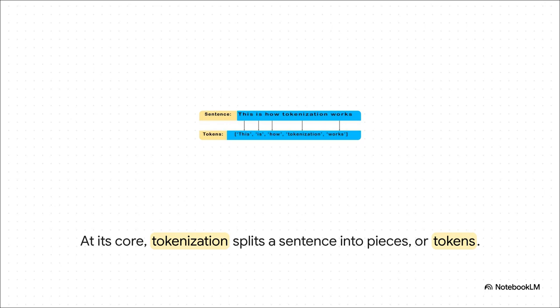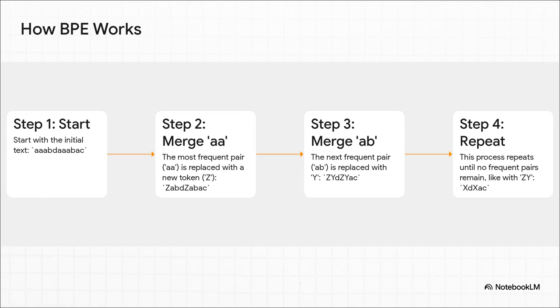Simple enough, right? But here's the kicker. The real story, and where all the problems start, is in how the AI decides where to make those cuts. This is where things get really clever.